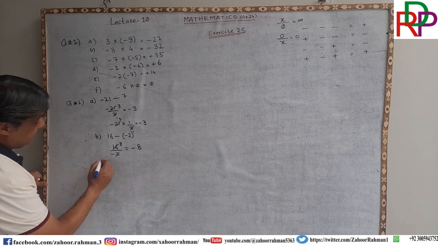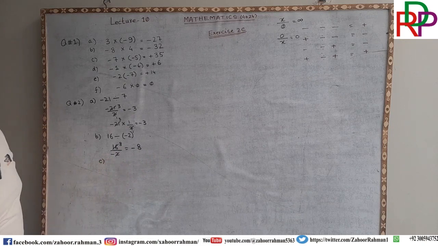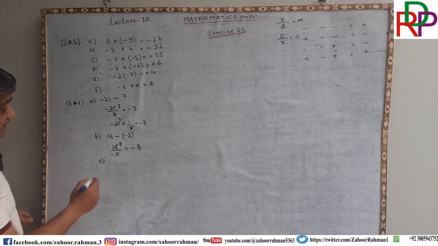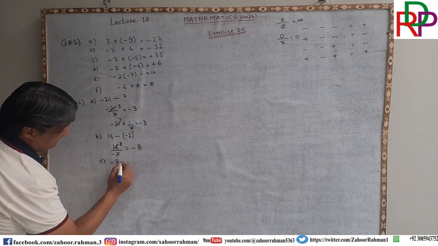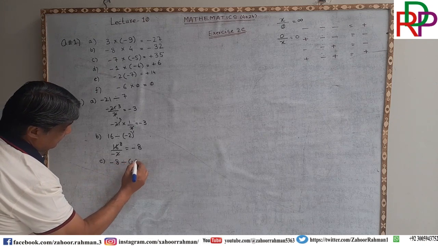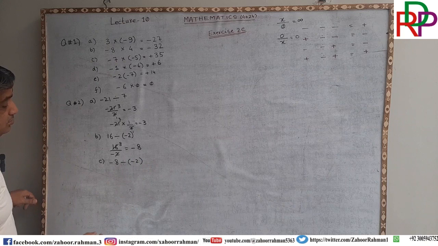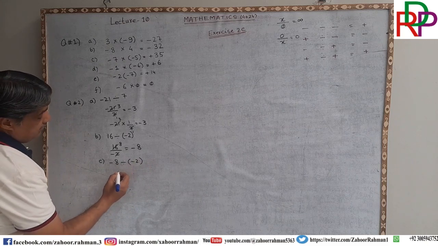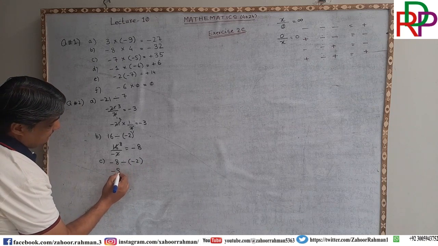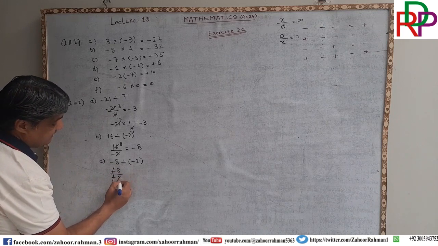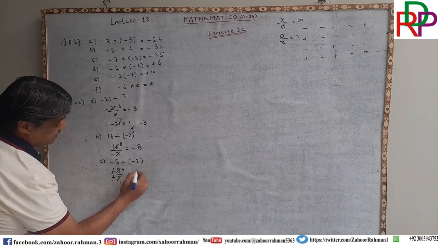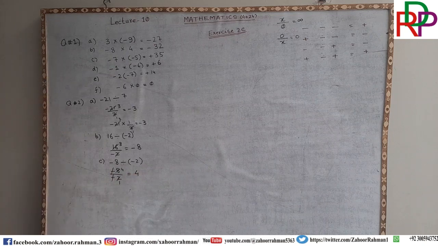Now C part is saying what? C part is saying that minus 8 divided by minus 2. So minus 8 divided by minus 2, this minus will be cancelled. 2 ones are 2, 2 fours are 8, so it means that it is 4.